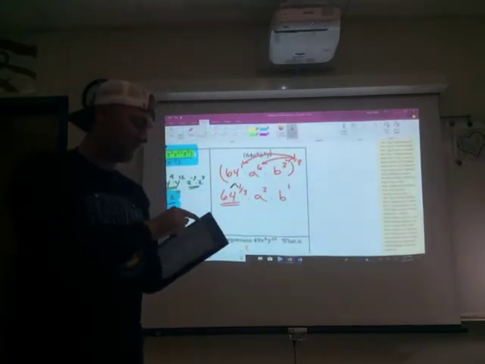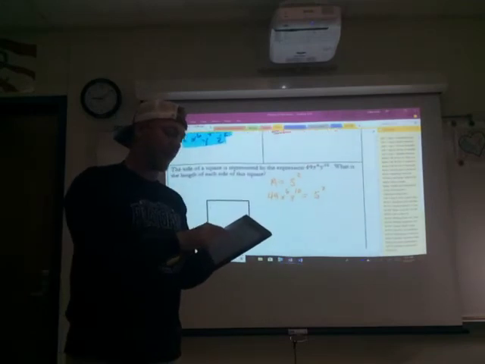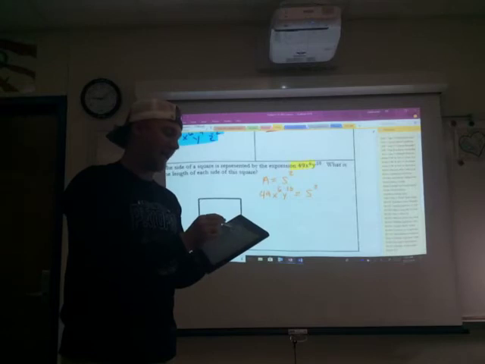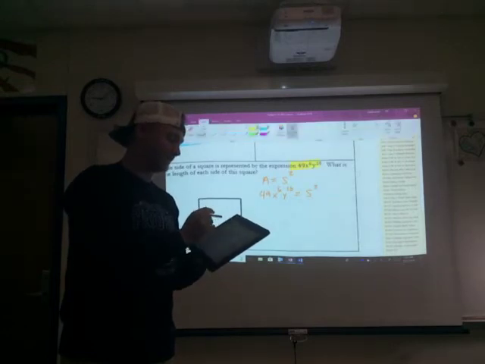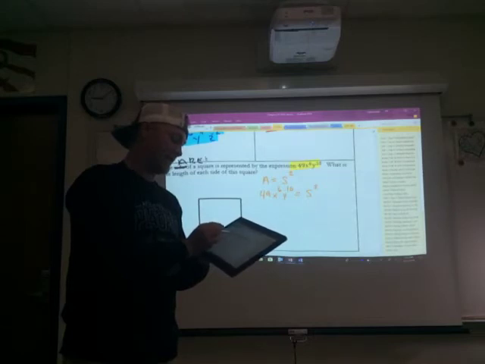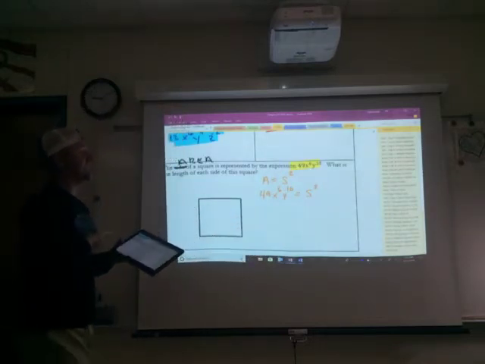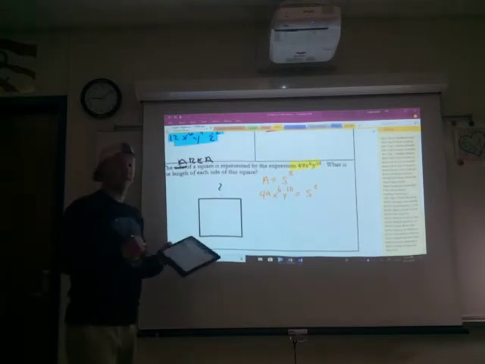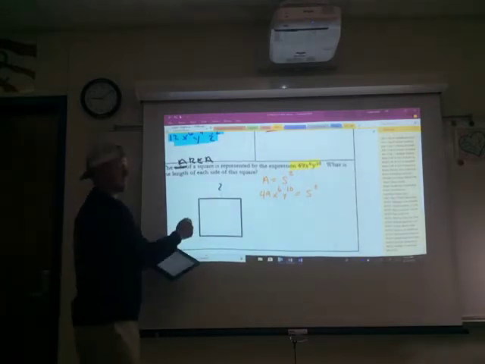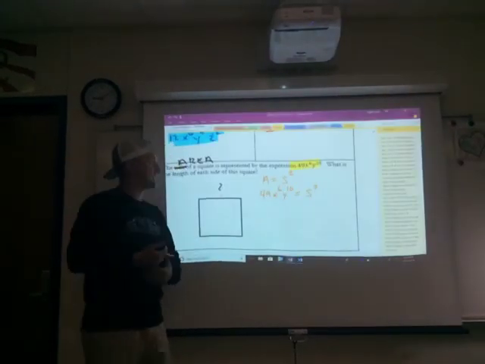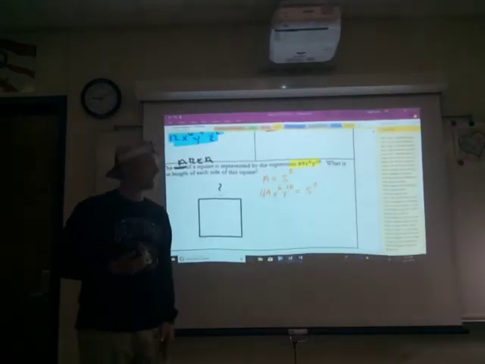The last one is giving us a square, and it tells us that the area, this should say area instead of side, the area is 49 x to the 6 y to the 10. So it wants us to find, well, what is the side length of the square? We know all sides are the same. So remember, to find area of a square, we do A equals S squared, or S times S.